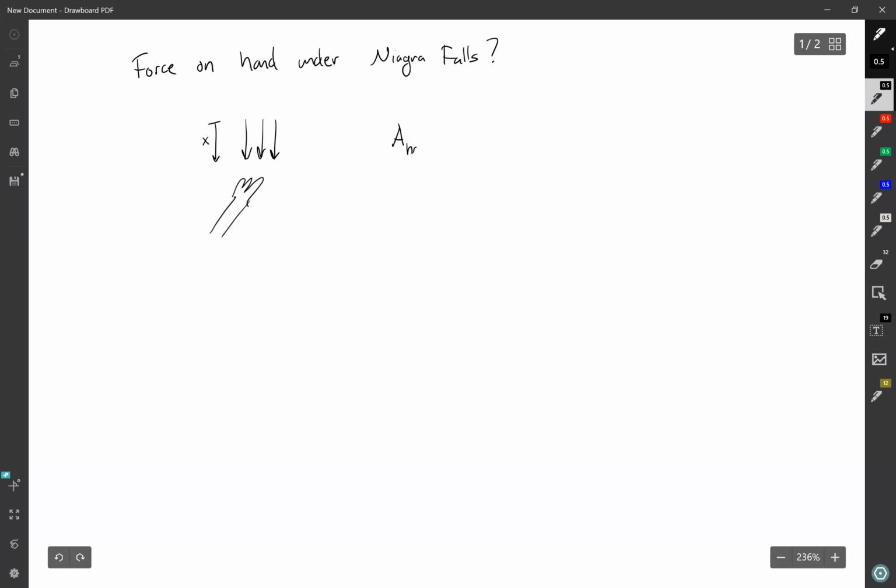We know that the area of your hand is 80 centimeters squared, and the velocity of the water is equal to 30 meters per second near the base of the falls. So this would be 30 meters per second i hat. Okay, so what would be the force on your hand?